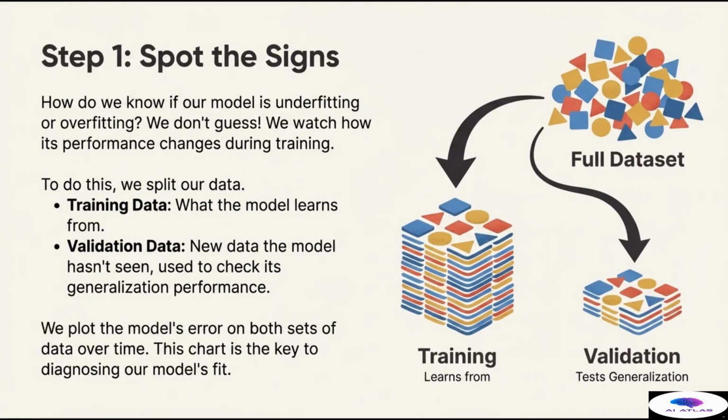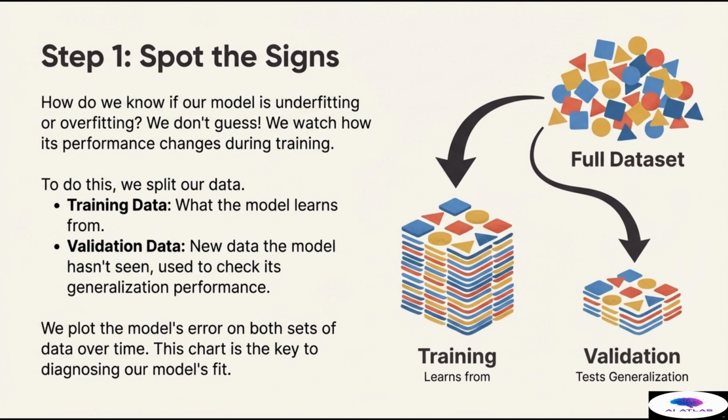How do we move beyond analogies and actually spot these states of underfitting or overfitting in a real-world model? We don't guess. We use careful methodology to monitor our model's performance as it learns. The crucial first step is to correctly split our full dataset into two fundamental components. We must have data for the model to learn from and separate, sequestered data to test its generalization ability.